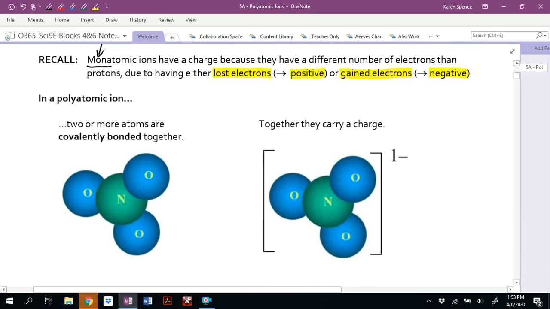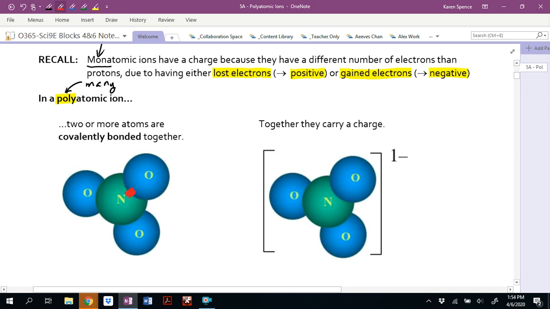Polyatomic ions, poly means many. Hopefully you got that on your own. Poly means many, so we have a many atom ion. So it's many atoms with a charge. And in a polyatomic ion, we have two or more atoms bonded together, and they are bonded together covalently.